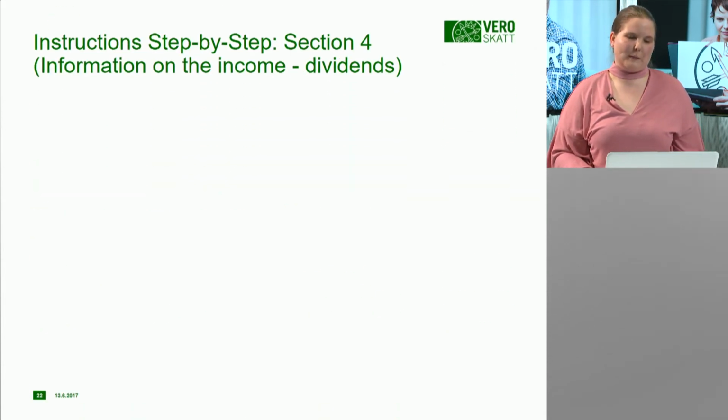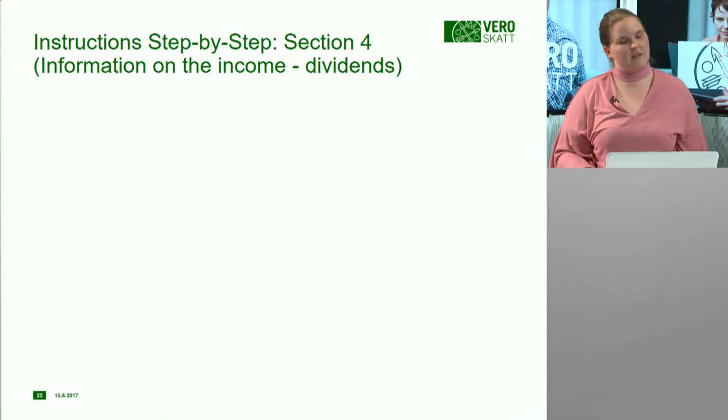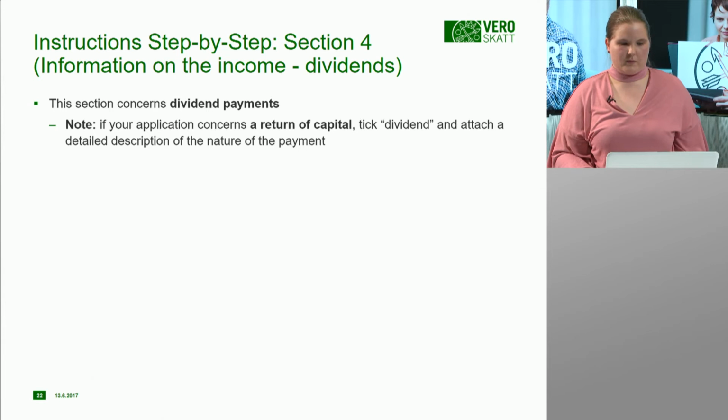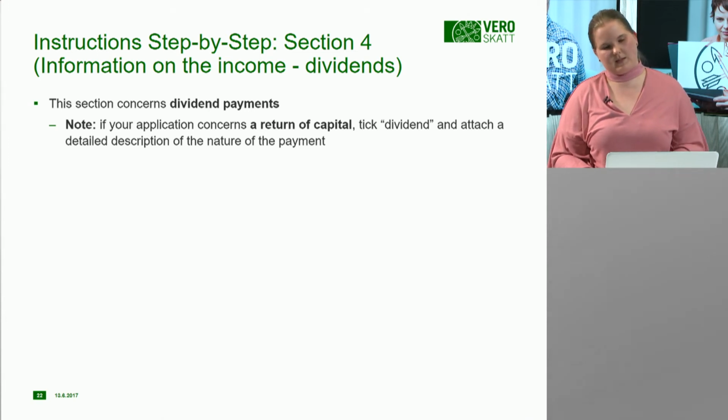Now, section 4, information on the income, and this is mainly for dividends. Instead, if you have a return of capital, you can tick dividend and then attach a detailed description of the nature of the payment. We'll get back to interest and royalty payments later on. As you know, they have their own section on the form.